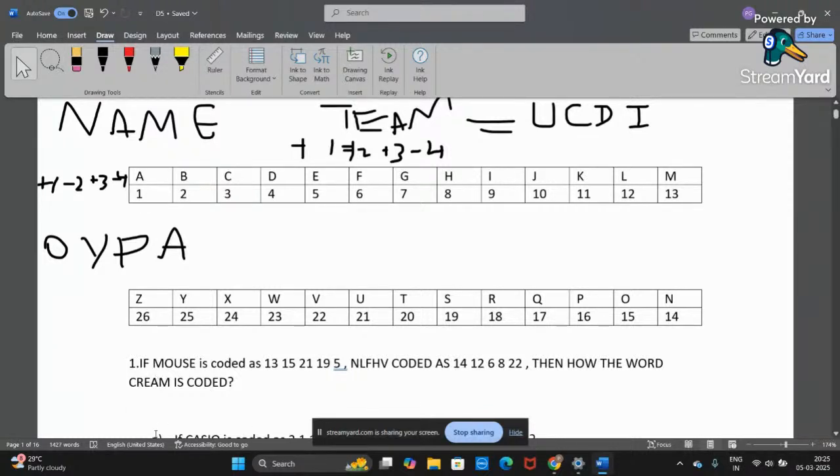How is it coded? See, the word mouse is coded as 13: M is 13, O is 15, U is 21, S is 19, E is 5. The same way, the word N, L, F, H, V is coded as 14, 12, 6, 8, 22. For N it is 14, for L it is 12, for F it is 6, for H it is 8, and for V it is 22. That is how the word cream is coded.